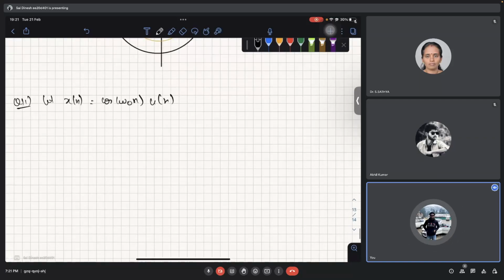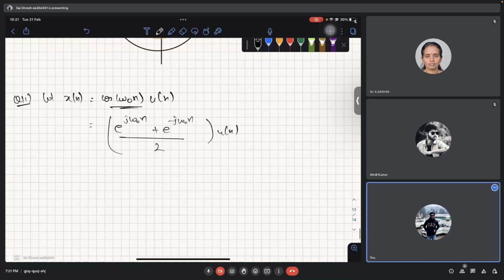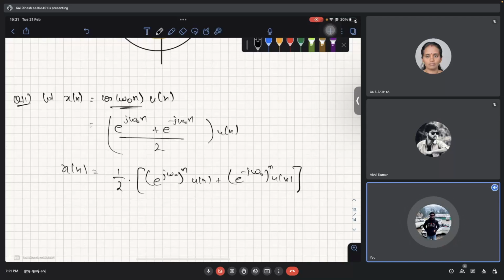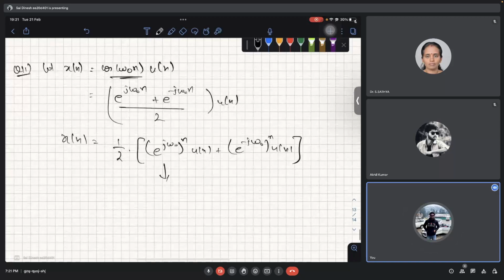So the simple thing to do is cos omega naught n equals e power j omega naught n plus e power minus j omega naught n, divided by 2, into u of n. So x of n is 1 by 2 e power j omega naught n into u of n plus e power minus j omega naught n into u of n, right? So we get X1 of z, and for this we get X2 of z.